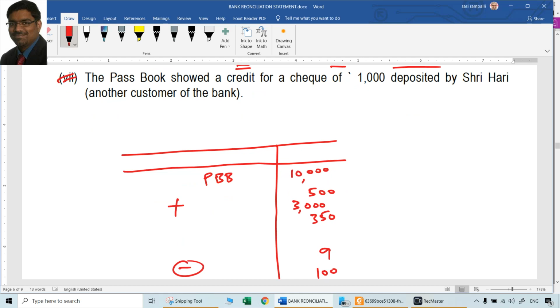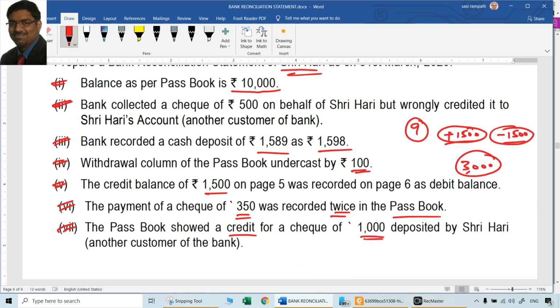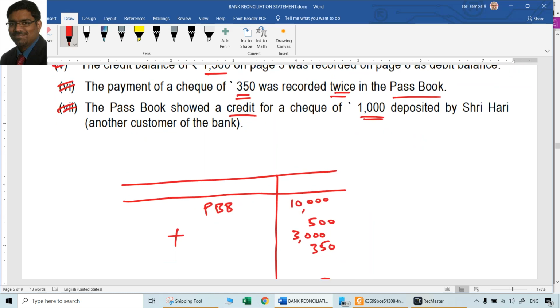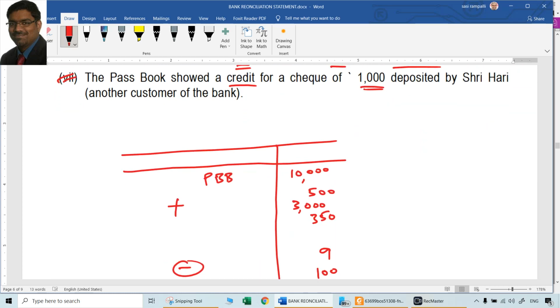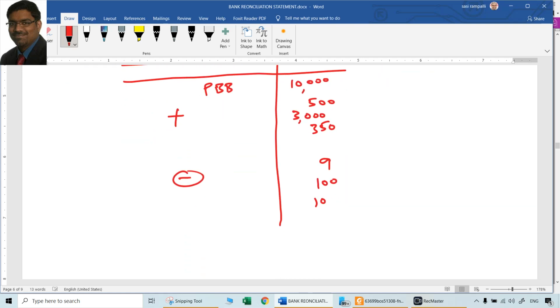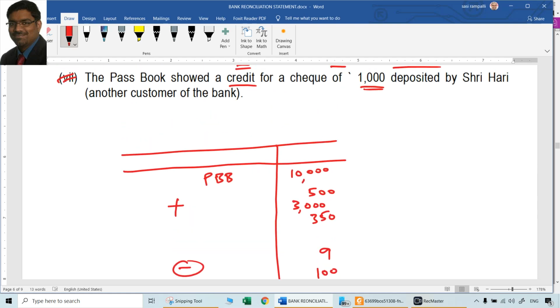Now the last point says the passbook showed a credit for a check of 1000 rupees deposited by Sri Hari, another customer of the bank. So these people are confused with our name and another person's name because the names are the same. What happened here is they showed a credit for a check of 1000 rupees in our account. Actually, it is not our money. Whose money is it? Somebody else's money, somebody else's check. It should have been credited to his account. By mistake, they credited our account. That means the balance as per passbook because of this mistake would have been higher. So once it is already higher, what we should do is deduct. So 1000 rupees to be reduced. That's all. These are the points.